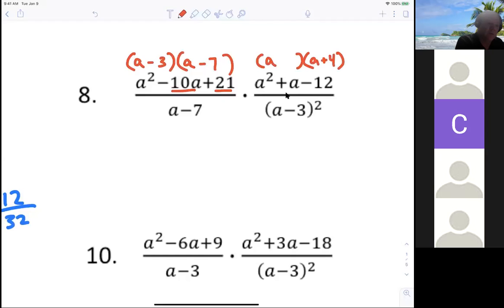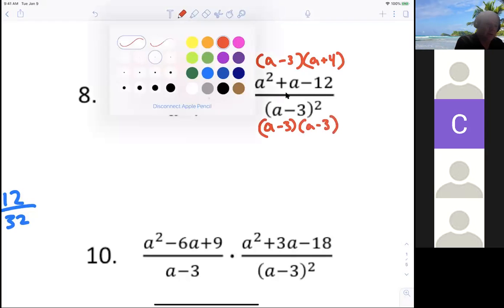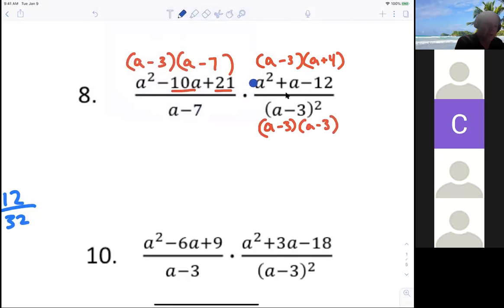A plus 4 minus 3. Okay. Now don't forget, a minus 3 squared is the same as a minus 3 times a minus 3. I just like to write it that way so you can see it better. Now, I also want to make sure that you realize that these now, don't make a mistake. Those are not there anymore. Okay. All right. I don't want you making a mistake with that.